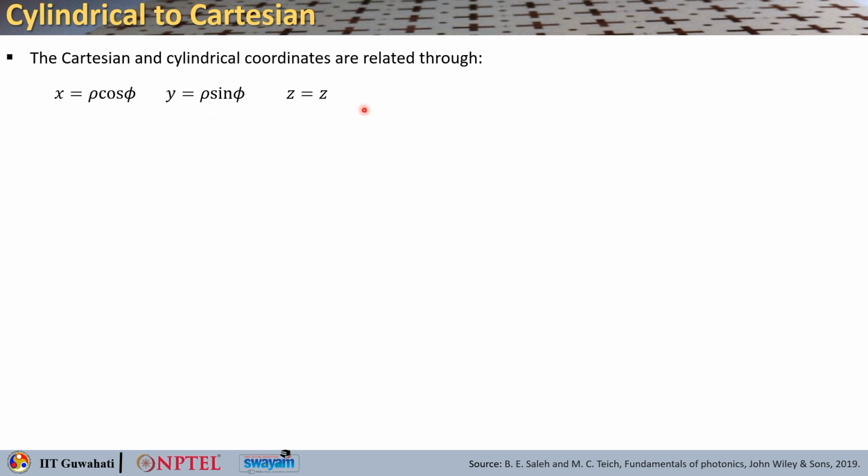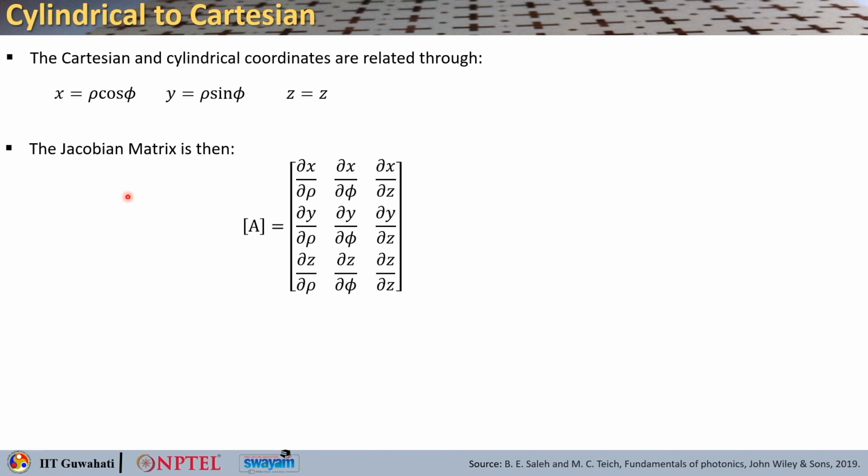I am not showing the regular picture of how a cylindrical coordinate system and a Cartesian coordinate system look like. I believe all of you know that. My idea here is to tell you how the Jacobian matrix will look. So, we are going from cylindrical to Cartesian. You see the denominator has the old coordinate system, and the numerator has the new coordinate system. This is how you can calculate the Jacobian matrix A.